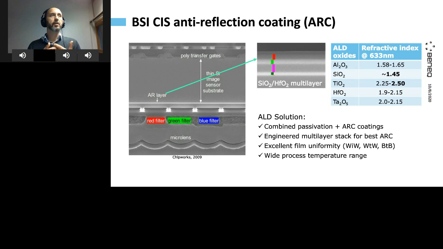Also, ALD has excellent precision on the coating thickness, so you can imagine doing a 200 millimeter or 300 millimeter wafer with excellent uniformity and doing multi-layer stacks on top of them, being well controlled across that full surface area for a specific targeted anti-reflective coating performance.